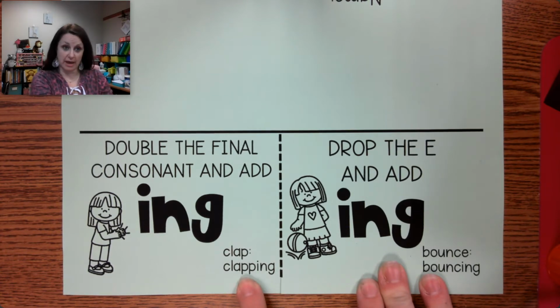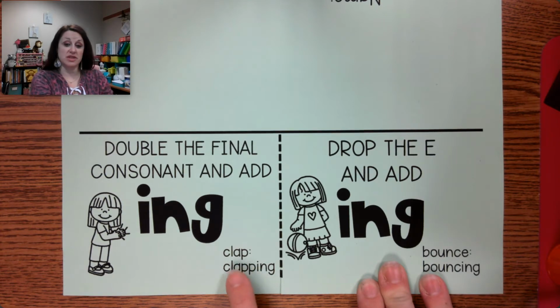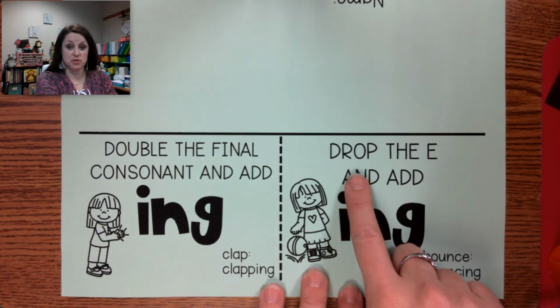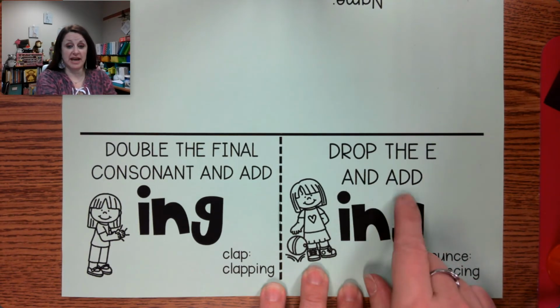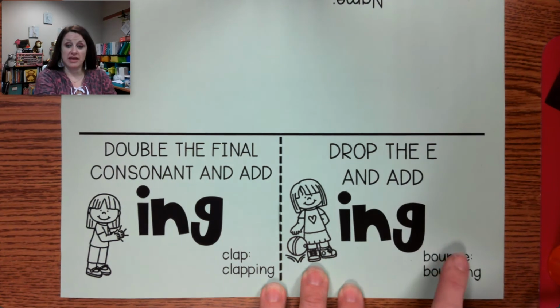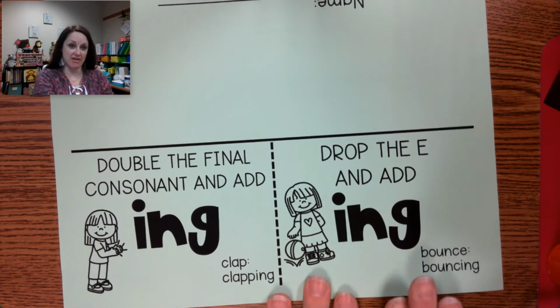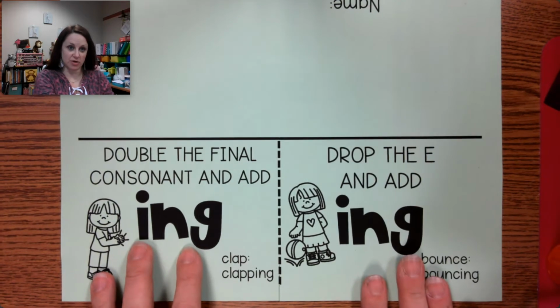So see how clap ended in a vowel and a consonant, and so then they just doubled that P before adding ing. The other rule we're working with today is drop the E and add ing. Like in the word bounce, it ends in an E, so we just take the E off and add ing to make bouncing.